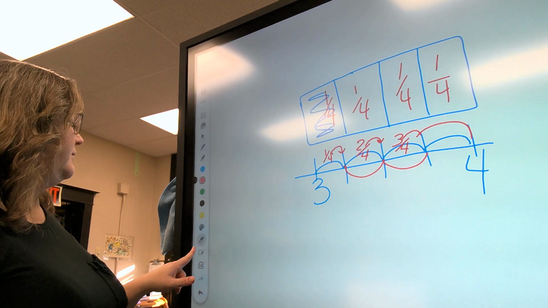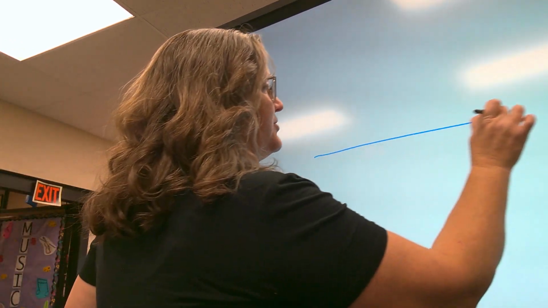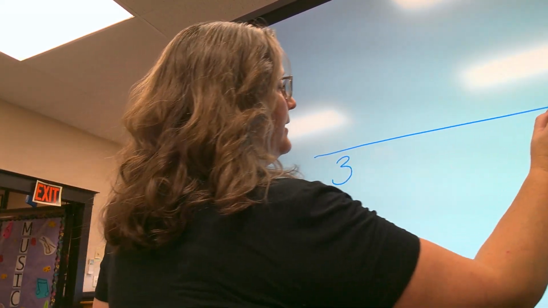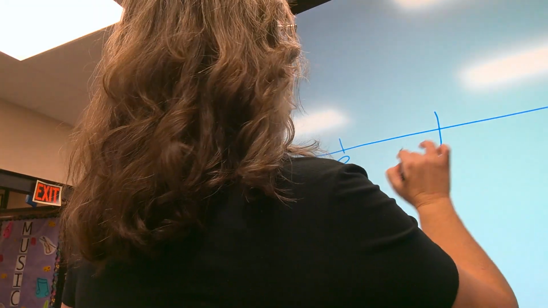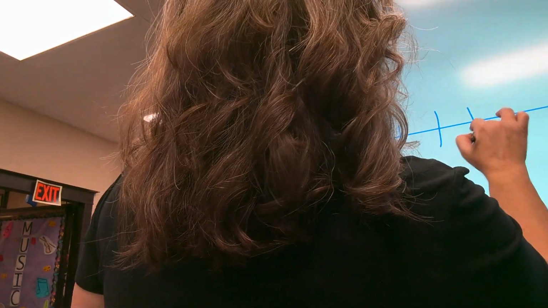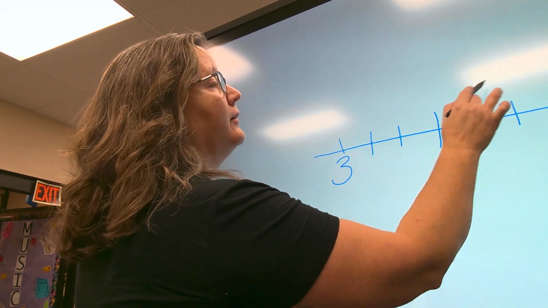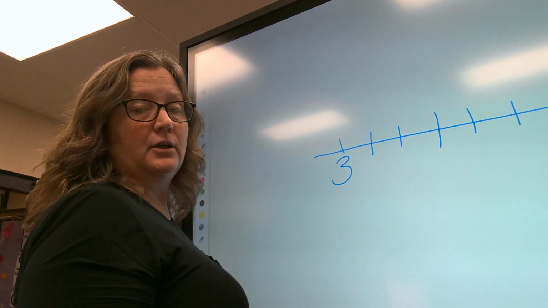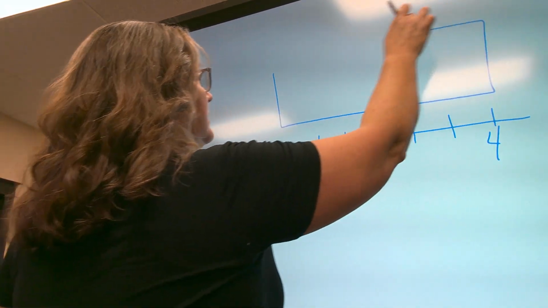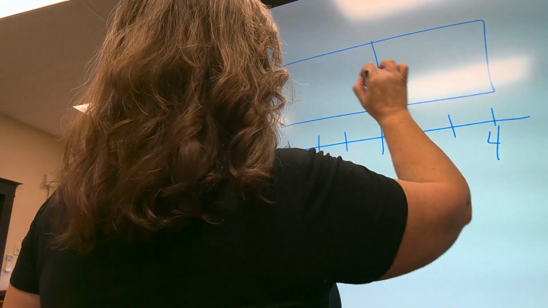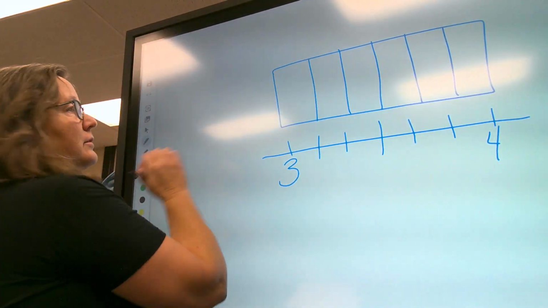What about if my number line is split up into 6 segments? We're going to do that again with 3 to 4. It's going to be split up into 6 segments. Okay? 1, 2, 3, 4, 5, 6 segments. You can think of it just like I did the other, where you can draw a rectangle, and I'm going to split my rectangle up into 6 segments. And each segment is worth how much?